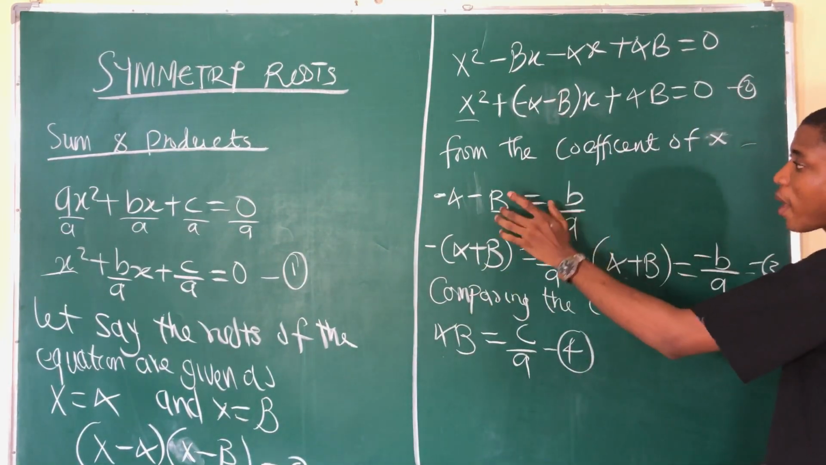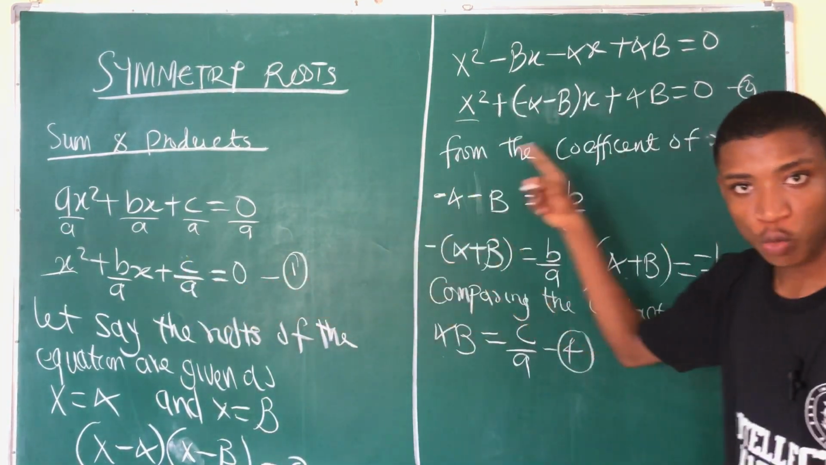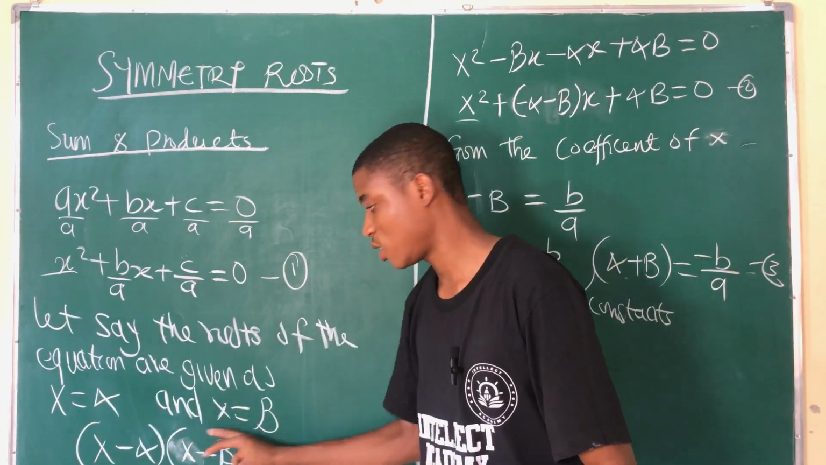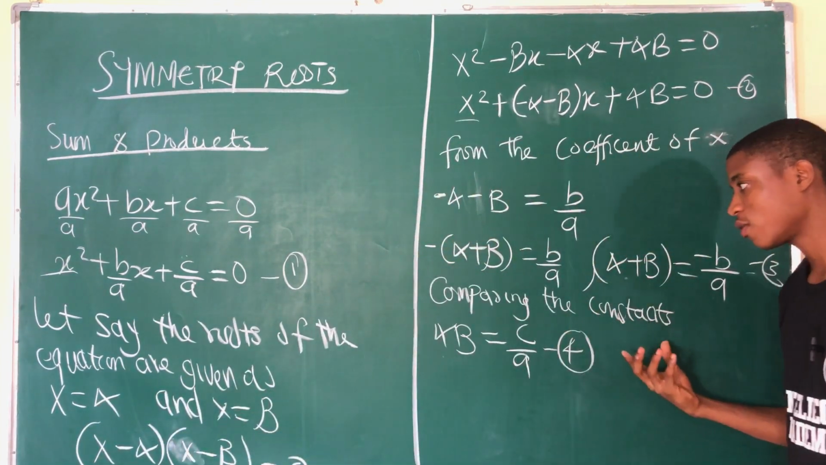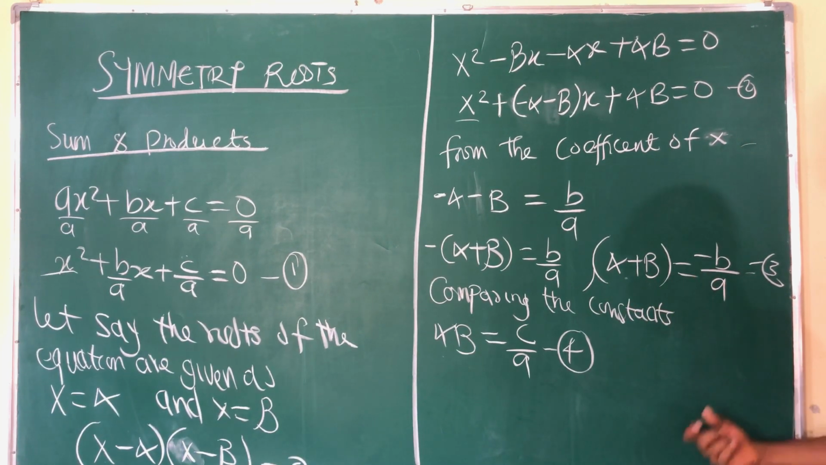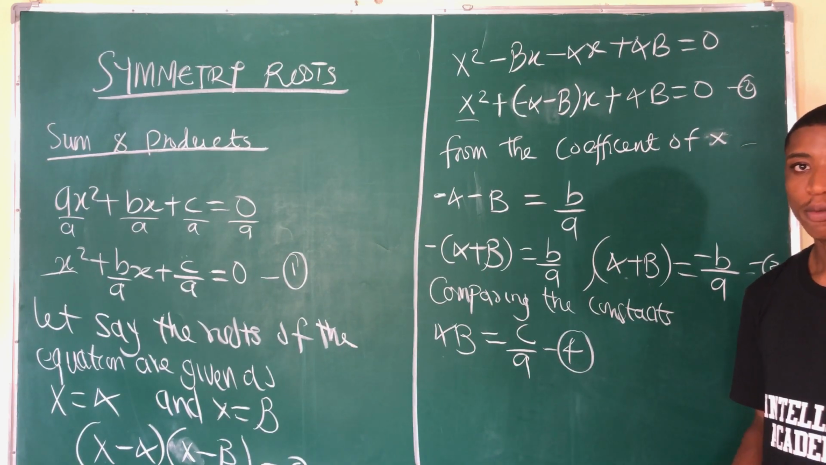Comparing this with the general form, by assuming that x is alpha and this is beta, this is what it gave us: alpha plus beta is negative b over a, and alpha beta is c over a. Now let's jump into some sample problems.